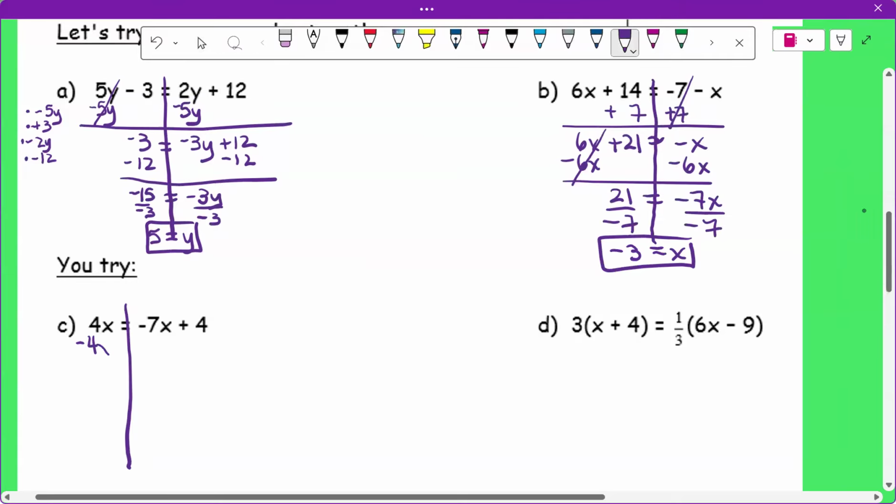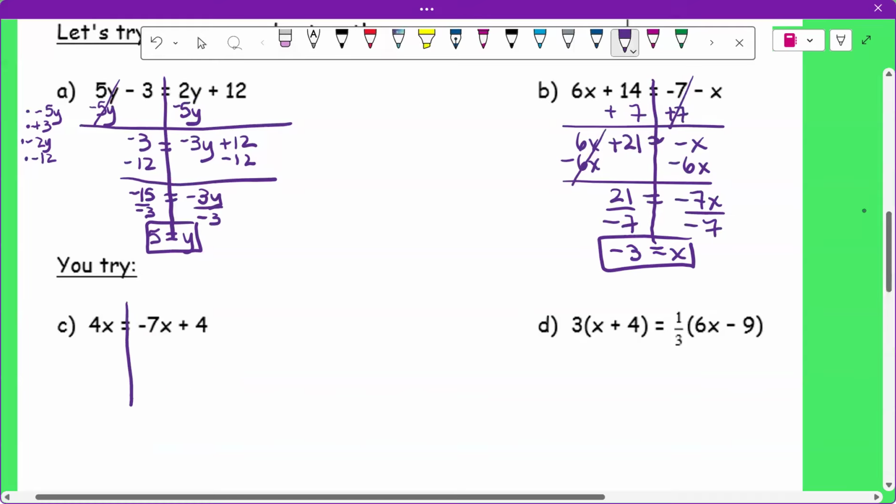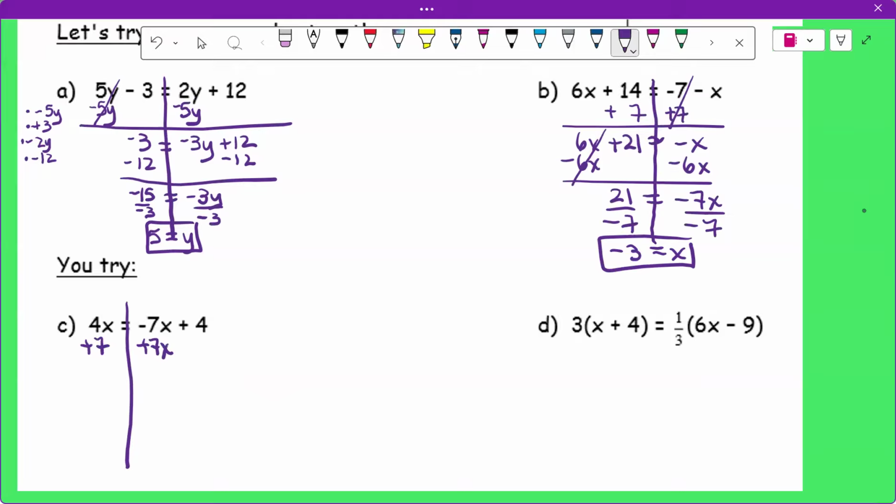Would it make sense in this case to subtract 4x from both sides? Probably not, because that would leave us with 0 on one side. Now that's okay. But if you have 0 on one side of your equal sign, then you're going to have to move either the variable term or the constant back to the other side. So we want to be as efficient as possible. 4 is the constant. I'm going to leave it over there. So my best and most efficient thing to do here is to add 7x to both sides, which will get me 11x equals 4. I'm going to divide by my coefficient, and we get x equals 4/11.